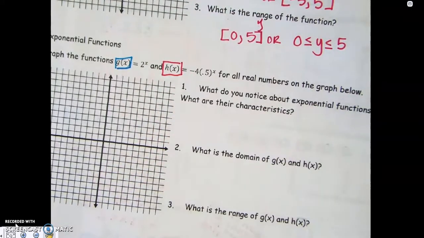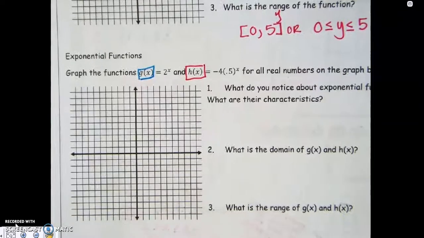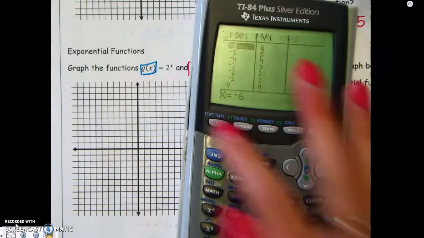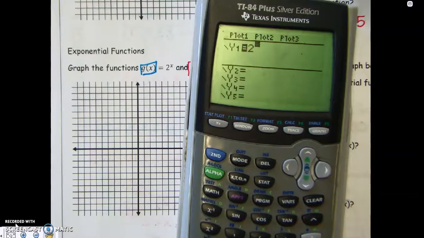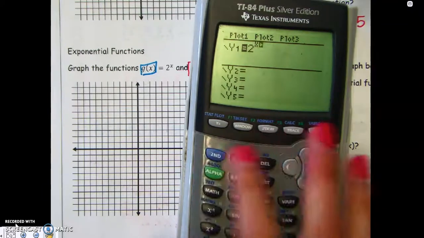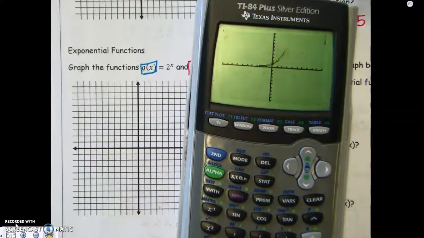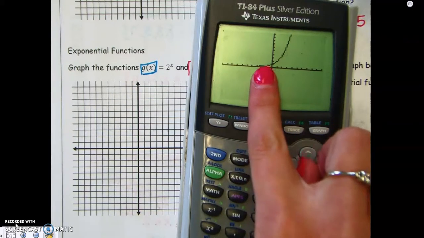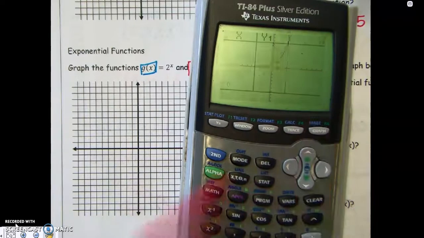Okay, so I'm going to do g of x first. I'll just type in my calculator, y equals 2 to the x power. So I'll use 2, then the caret, and then x. I do want to look at my graph first, just to see what my shape should look like. It's a curve that starts off really close to the x-axis, and then it increases really, really fast. So I'm going to look at my table.